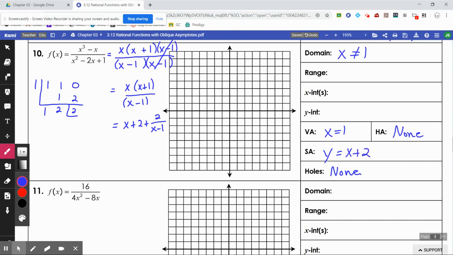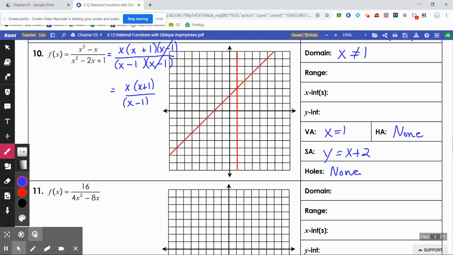So let's go ahead and graph our vertical asymptote, and let's graph our slant asymptote to get ready. Okay, so there are your two asymptote lines. So now let's find our x-intercept and our y-intercept. To find an x-intercept, we're going to take our function and set the whole thing equal to 0. The only way a fraction can equal 0 is if the top is 0. So you're going to have an x-intercept at 0 and negative 1. So you're going to have 0, 0, and negative 1, 0 as your two x-intercepts. So that's going to be here at negative 1, 0, and another one at 0, 0.